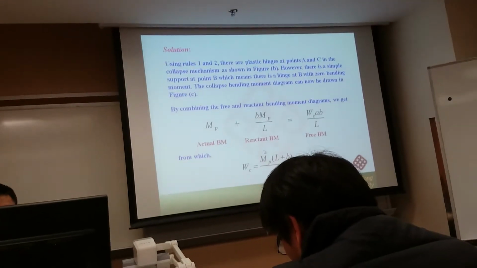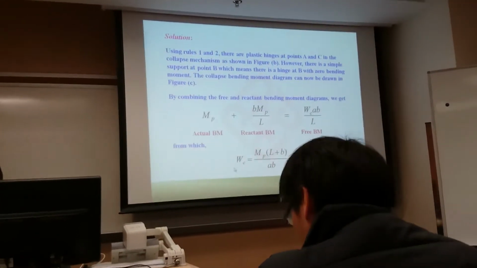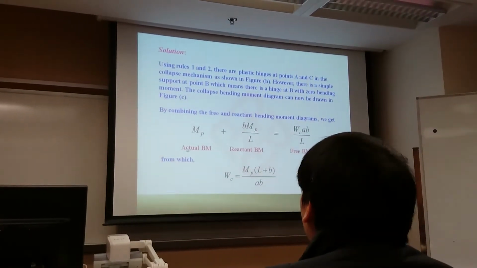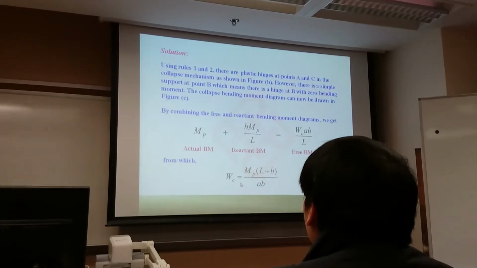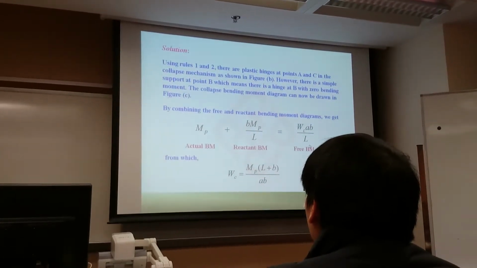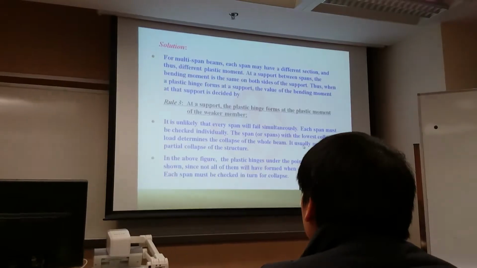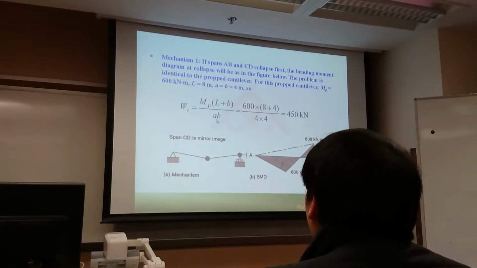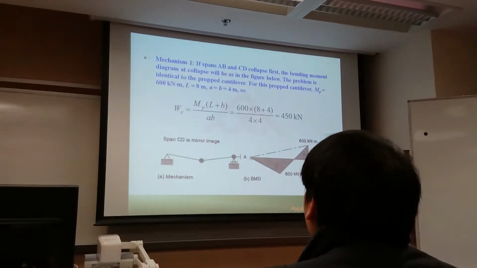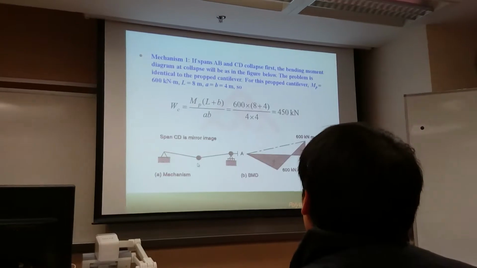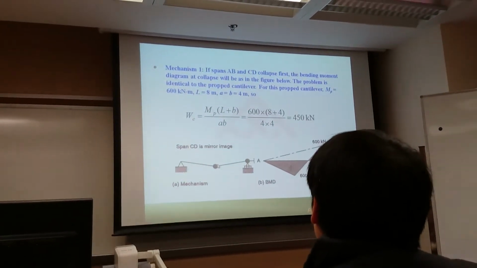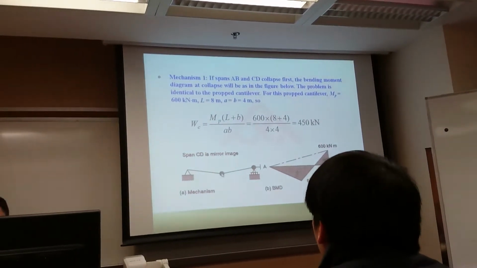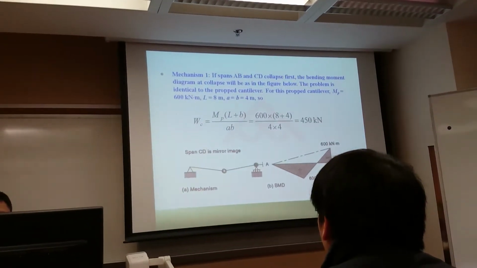Here is the solution we already obtained, so you just need to use the solution given here. Of course, you can establish the equilibrium equation and then obtain the solution. This is the case for the first span, and this is the solution from the previous example 5. You can also use the equilibrium equation, because the actual moment plus the reactant moment is equal to the free bending moment. So what about the real moment?